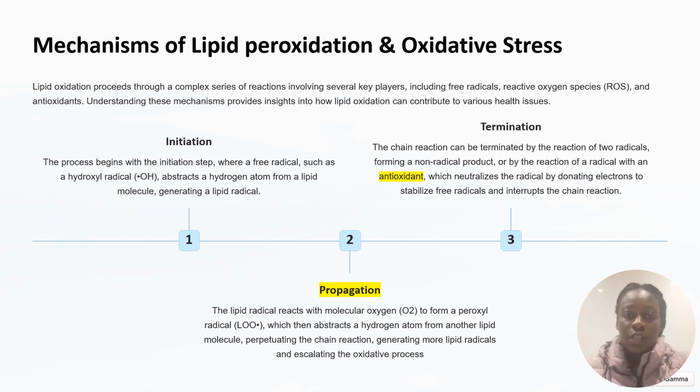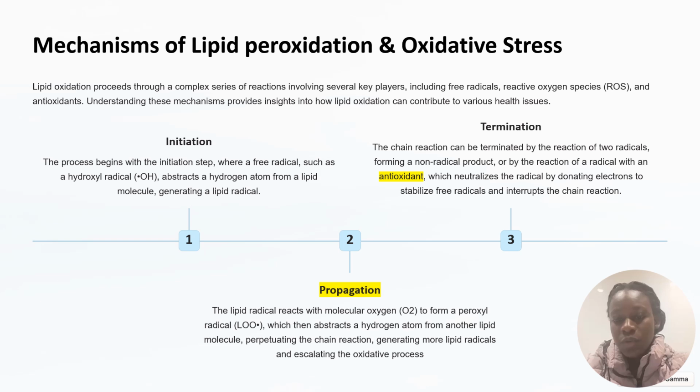Just to give you an understanding of the lipid peroxidation process, as I mentioned, it involves a reactive oxygen species. It has three processes. Initiation: the process begins when a free radical such as a hydroxyl radical, the ROS that we talked about, abstracts a hydrogen atom from a lipid molecule, generating a lipid radical. The second step is propagation. The lipid radical reacts with molecular oxygen to form a peroxide radical, which then abstracts a hydrogen atom from another lipid molecule, perpetuating the chain reaction, generating more lipid radicals and escalating the oxidative process.